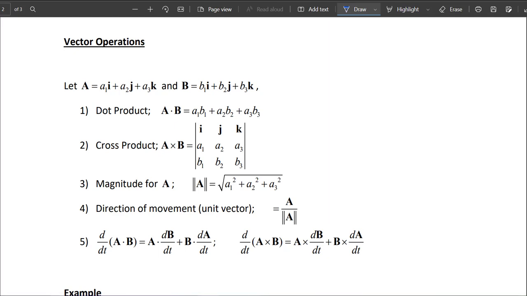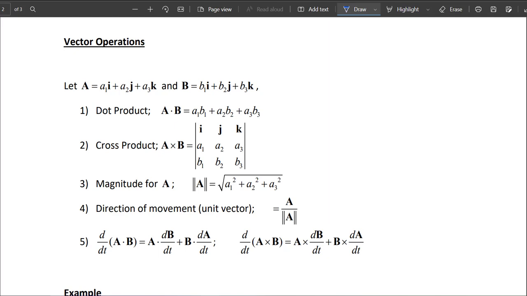Okay, for vector operations, this is our previous knowledge from secondary school or maybe from diploma stage. These are the vector operations. Let A be a vector A1i plus A2j plus A3k and B1i plus B2j plus B3k. So these are the vector operations that can be applied to the vector.